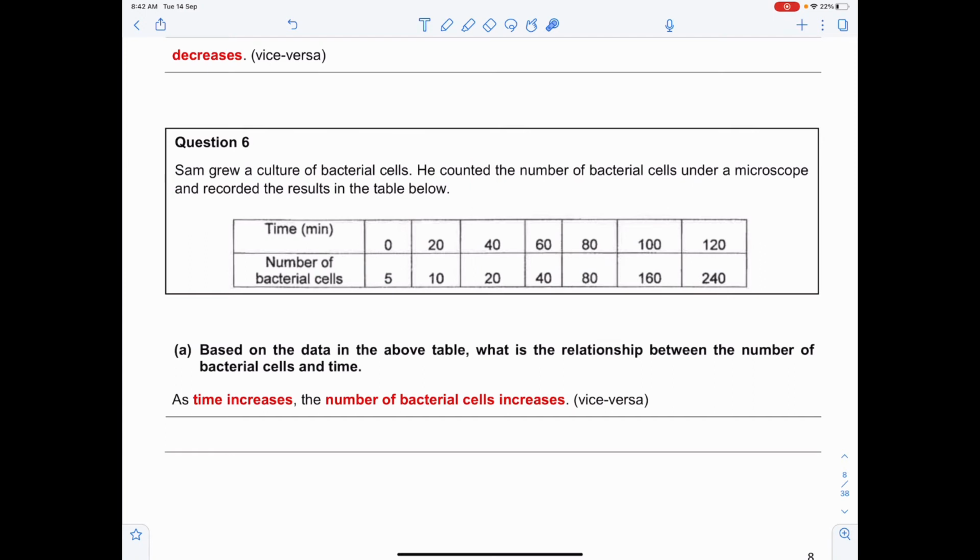Okay, we can try this again. Jin Long wanted to find out whether germinating seeds produce heat. He soaked some seeds in water before placing them in a glass container. First things first, always identify the change variable. Your change variable in this case is whether your seeds are germinating or not. This is the change variable.